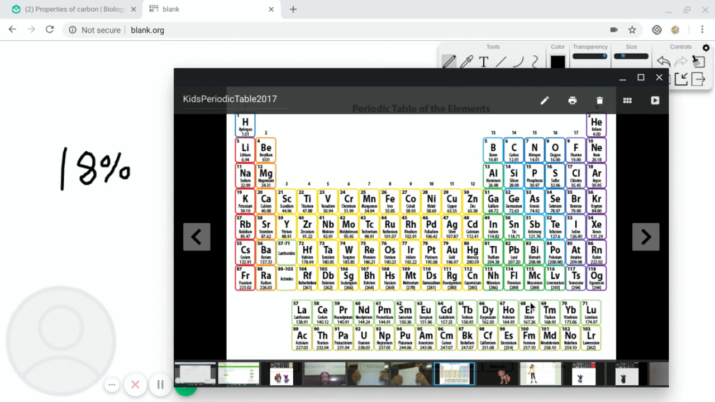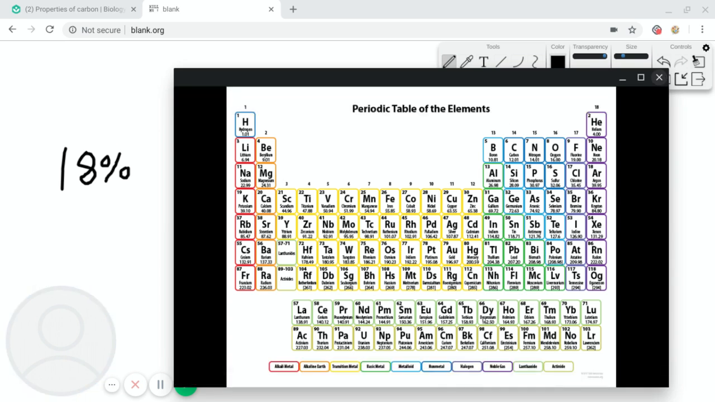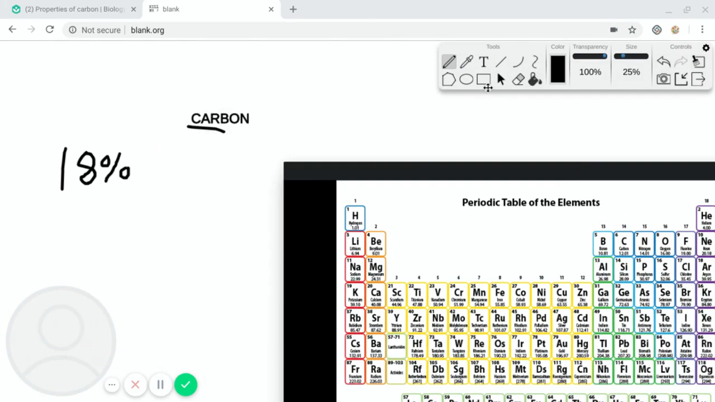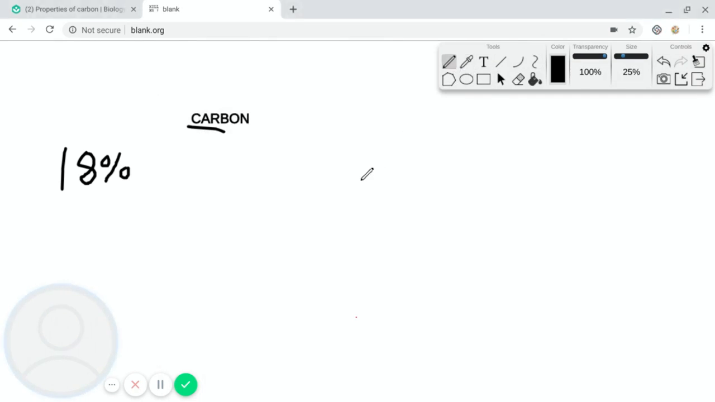So when we look at its place on the periodic table, it's in the non-metal elements part of the table. And carbon has 6 protons and 6 electrons, 2 in its innermost shell. So wait, let me draw it. I can do this. So first shell.